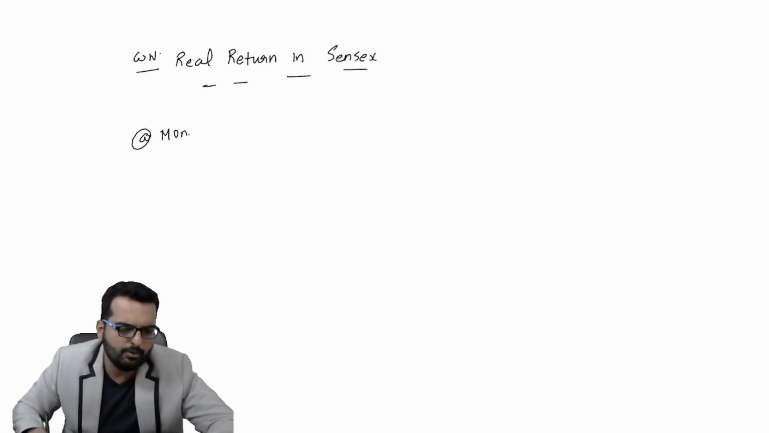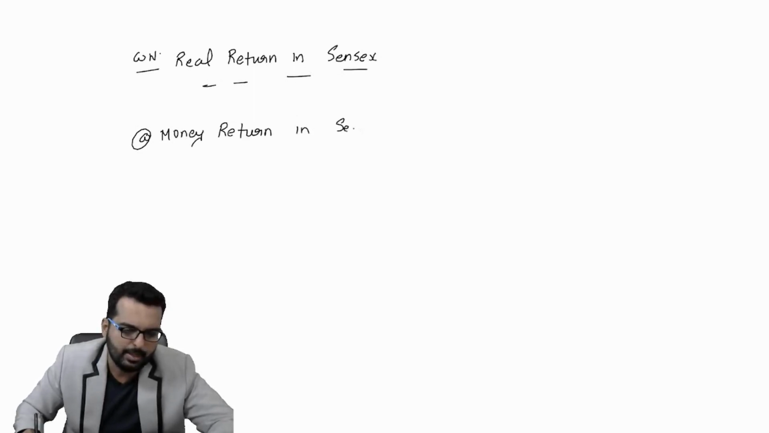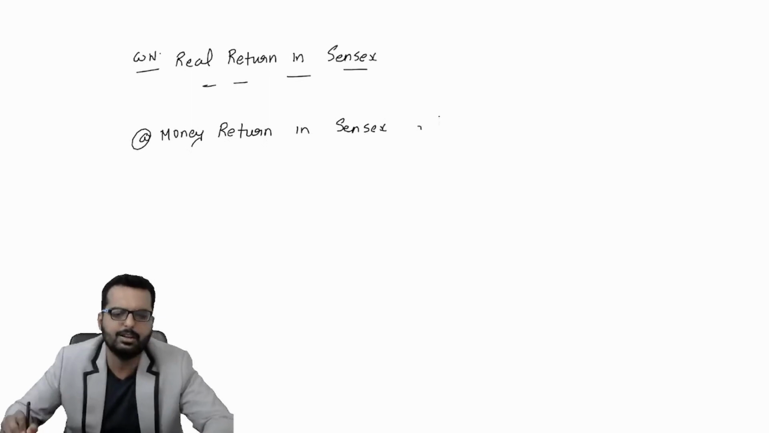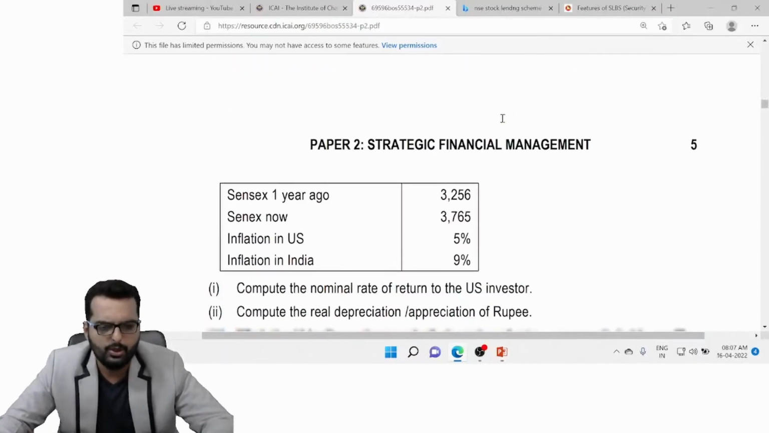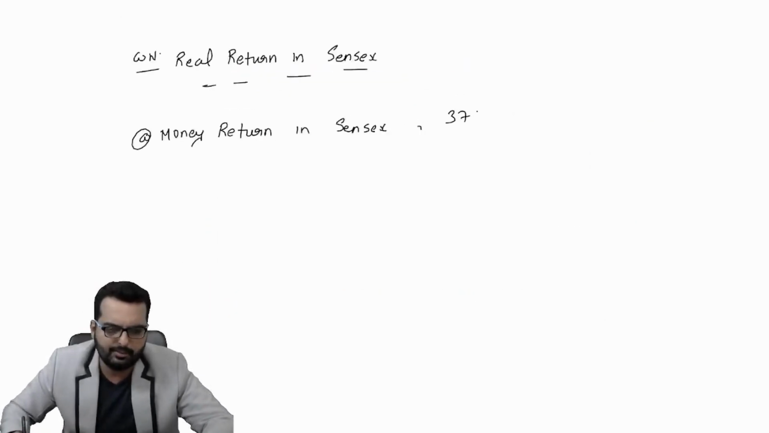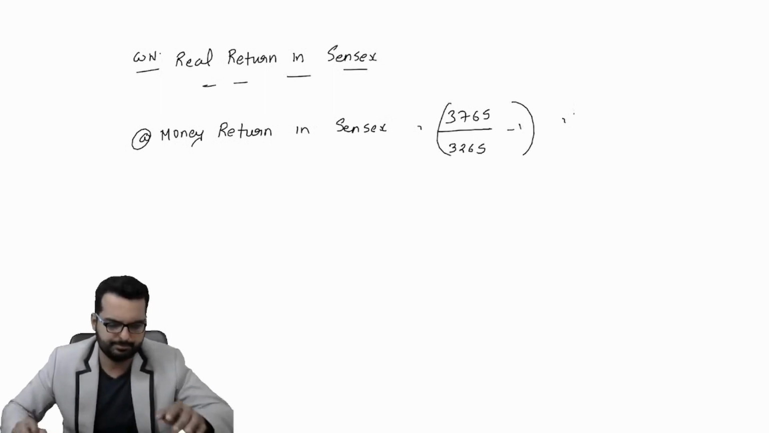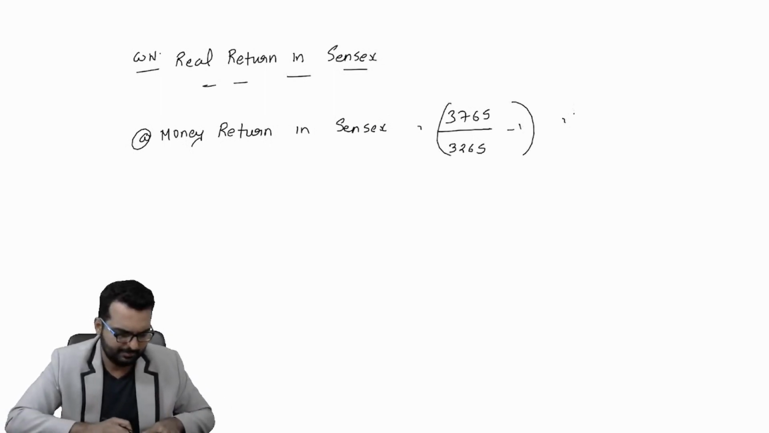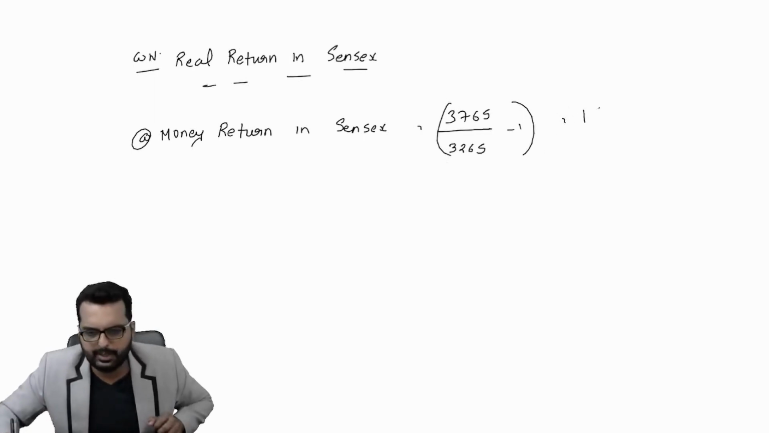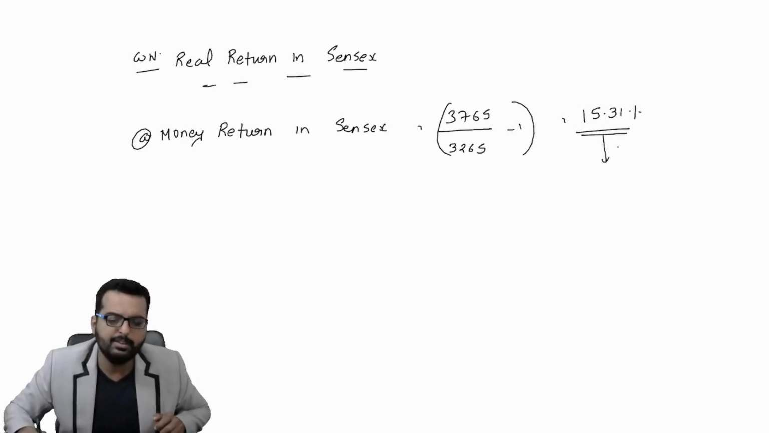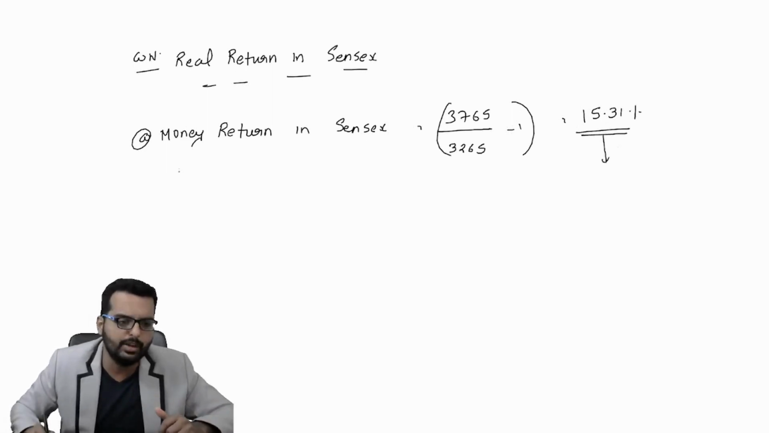All right. For this, step number 1, I will find out the money return in Sensex. Money return means return after considering inflation also. So here I'll put it as 3765 is the final return divided by 3265 minus 1. I'll get the answer as 15.31%. All right. Now from this, I need to do what? I need to remove inflation.